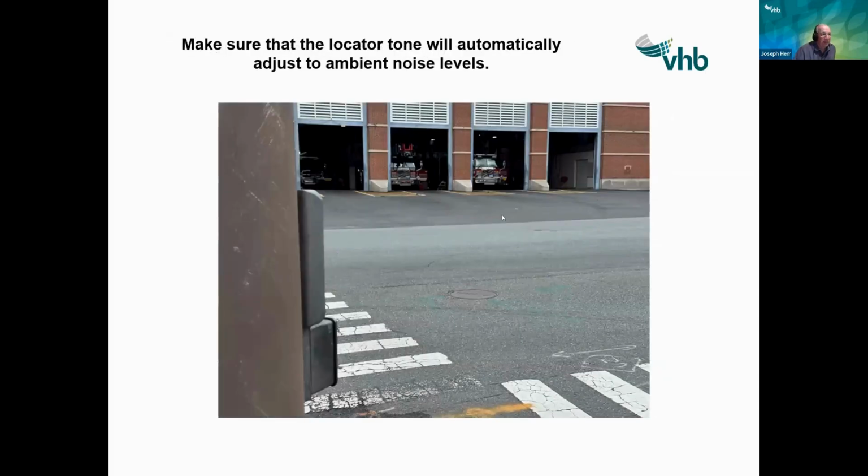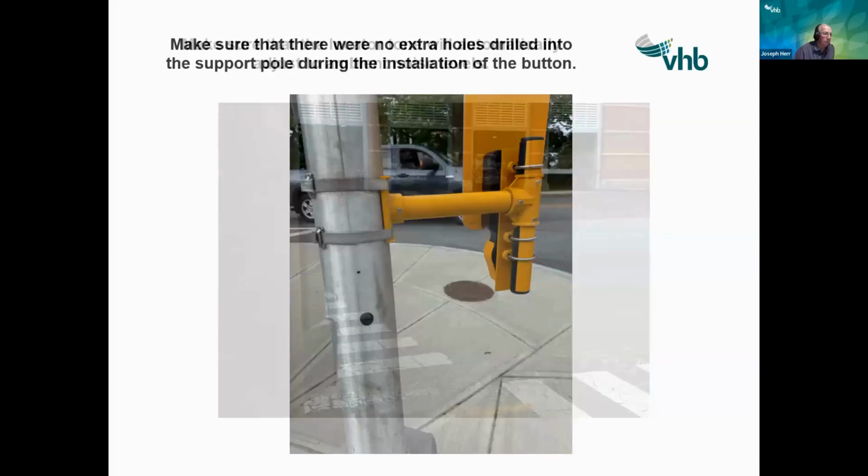Next, you want to make sure about ambient noise levels. I mean, there's a button next to a fire station. What I usually do is go out there and start clapping next to the button, so that locator tone will go up in volume based on that background noise. Again, a person with disability, someone who has hearing or visual impediments, will know where the PED button is under all conditions, say heavy traffic and so on.